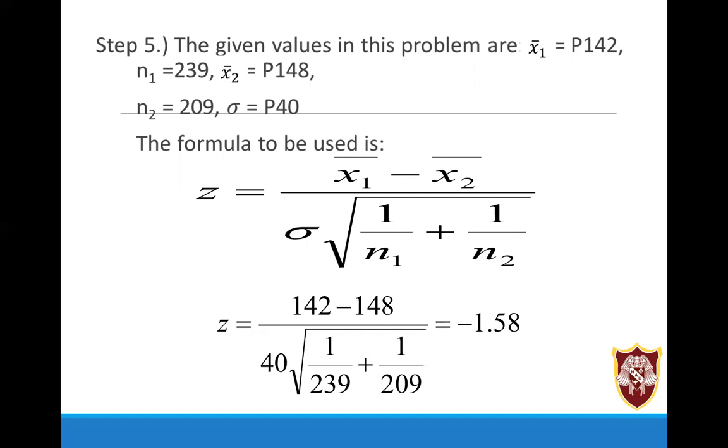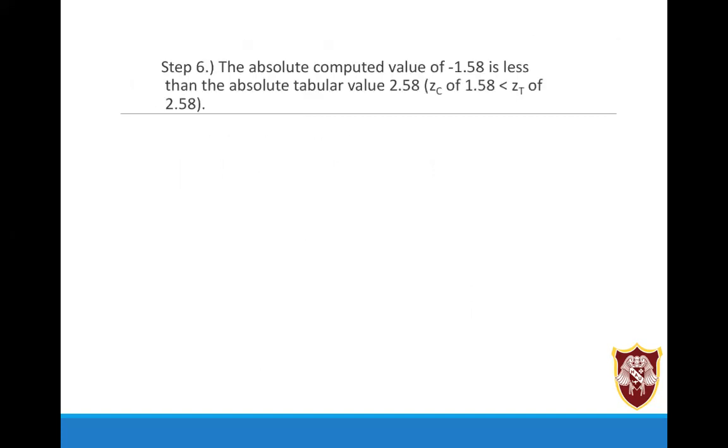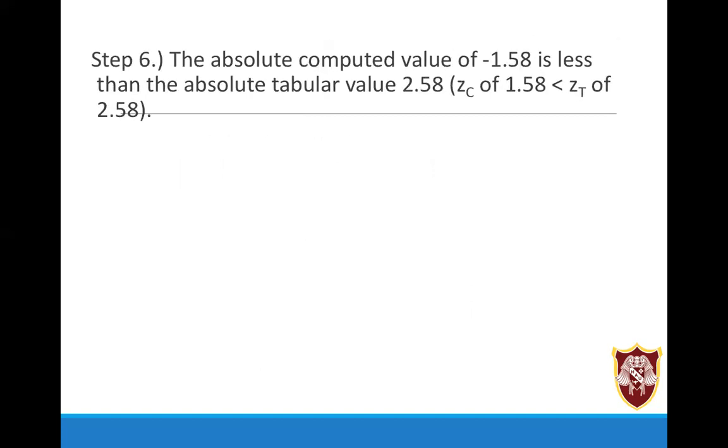So the computed value is negative 1.58. But when we compare this with the tabular value, we have to consider the absolute value. So the absolute computed value of negative 1.58, so that is positive 1.58, is less than the absolute tabular value of 2.58.